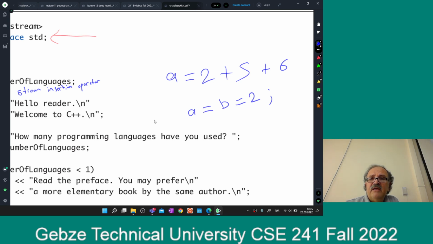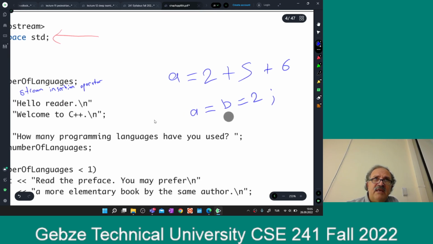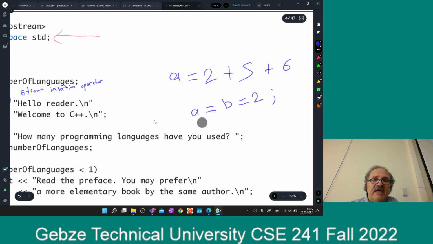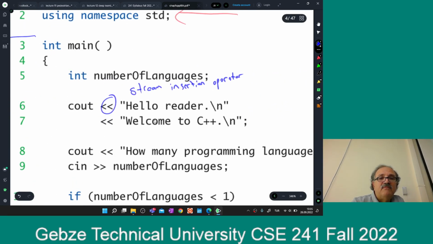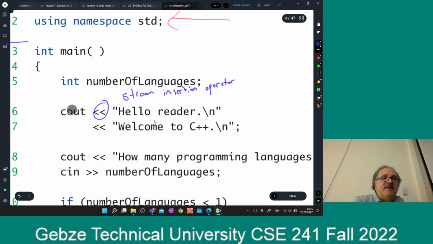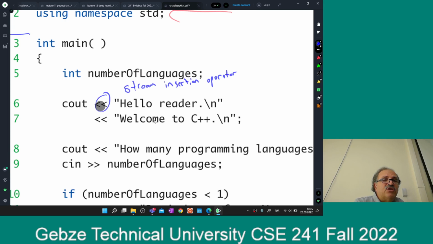So I first execute this one. I assign the value of 2 to B, and the result of this operation is a 2, and I assign that value to A. Okay, so these are cascaded operator executions, and we have been doing this in our C programming experience, right? And I'm doing the same thing here. This one takes this parameter and this parameter. It will print hello reader on the screen, but this one has to return something. It's an operator. What does it return? It returns exactly the same thing as the cout.